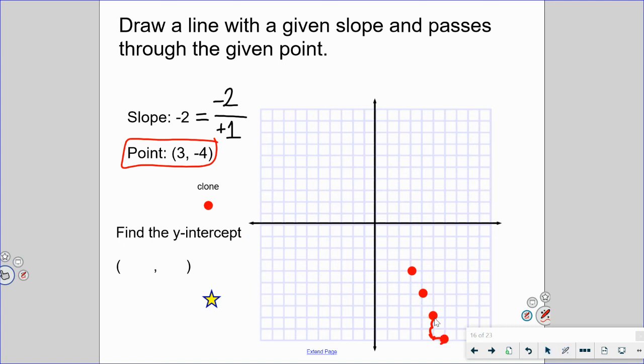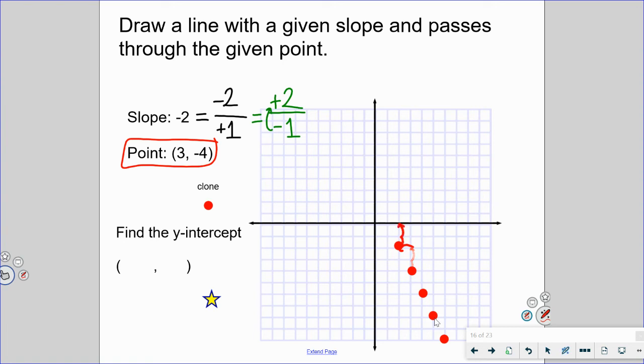Mr. Callan, we're out of space. Well, let us go in the opposite direction. Instead of going down, we can go up. Instead of going to the right, we can go left. After all, the opposite of a positive is still a nice negative slope. So now we're going to go 2 up, 1 to the left. There's a point.